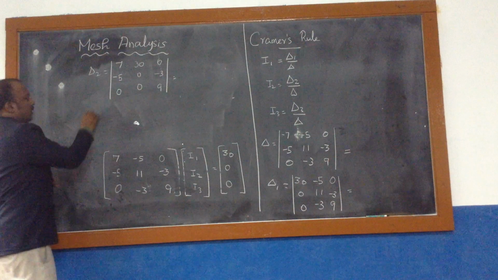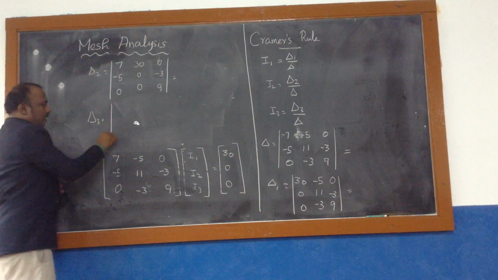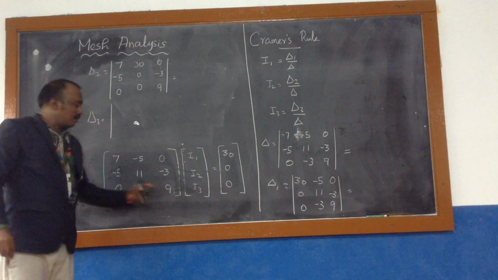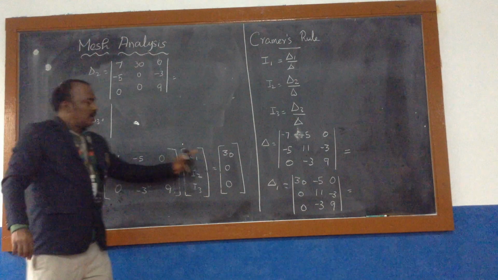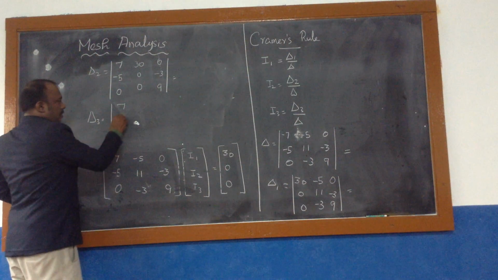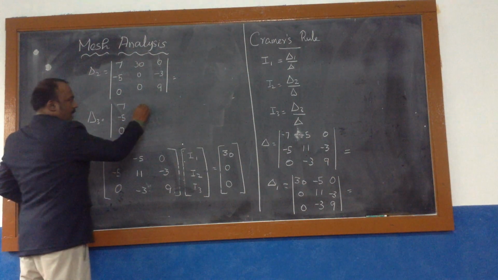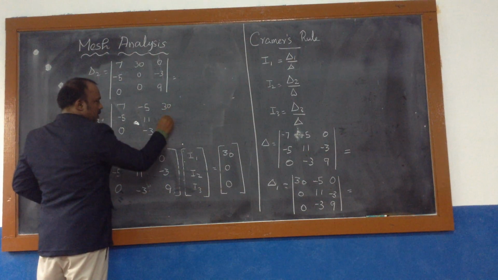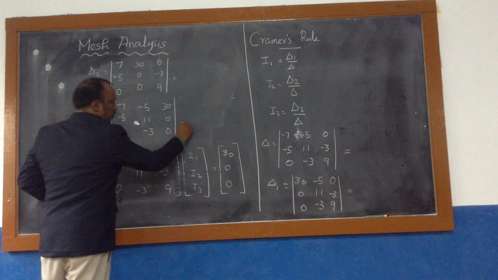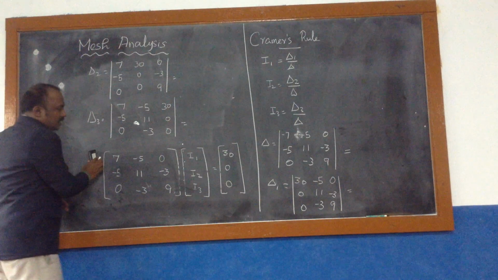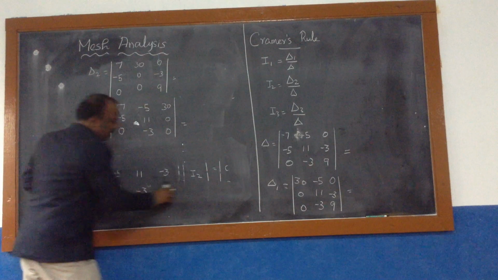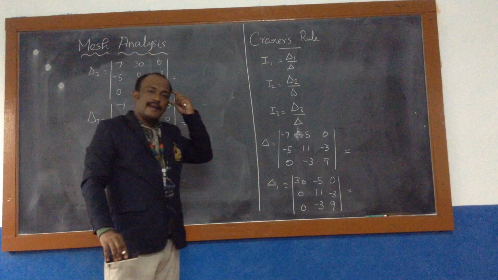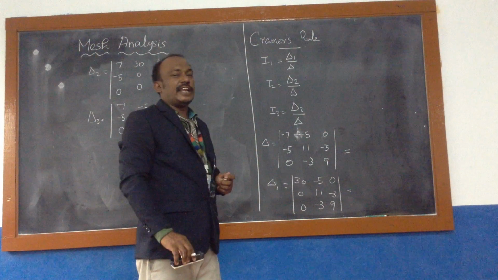And then what is del 3? Same, del 3: you have to replace the third column by the voltage value. So it will become 7, minus 5, 0, minus 5, 11, minus 3. This will become 30, 0, 0, which is equal to the value. Now, step by step, you find the values of del 1, del 2, del 3 using calculators or directly by applying the determinant finding method.